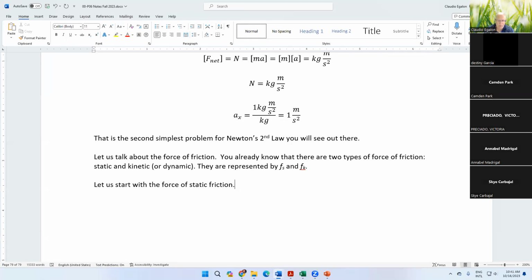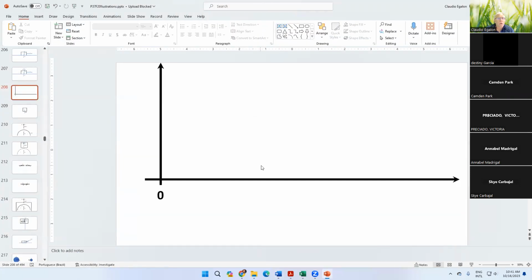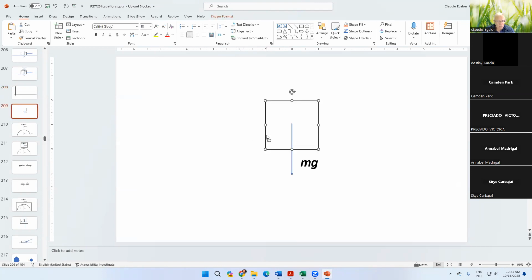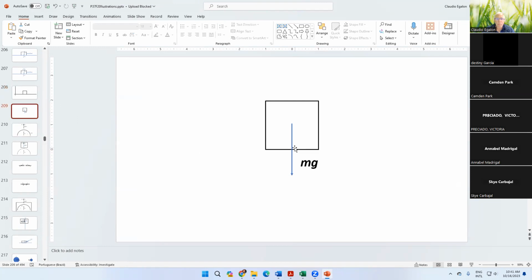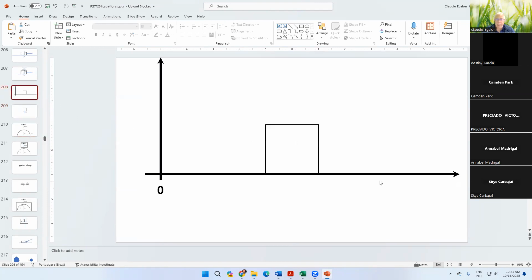The force of static friction has this strange behavior. And I'm going to emphasize it right in here. When I get this object and put it over a surface, and I'm going to apply a force to this object. I'm going to perform an experiment, okay? And you can do this experiment at home too, it's not difficult.